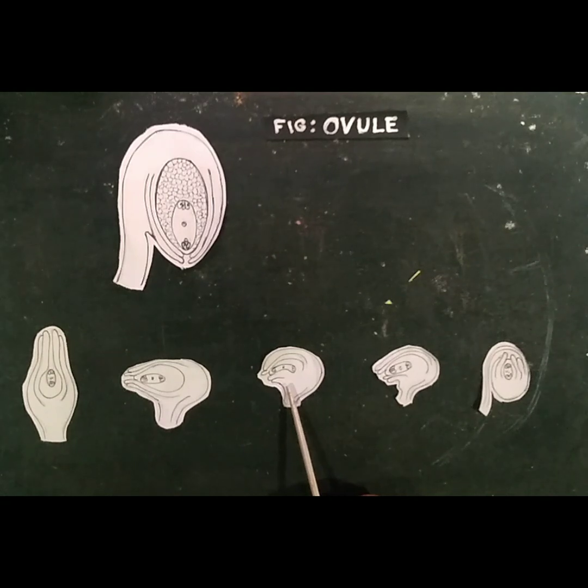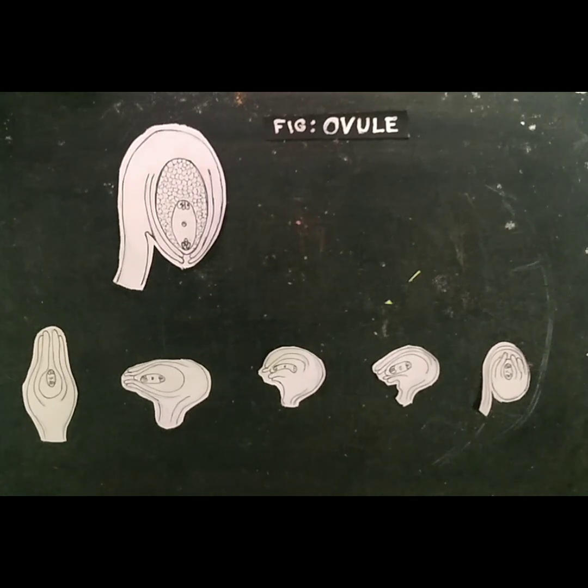Next we have the amphitropous ovule. In the amphitropous ovule, the curvature of the ovule is more pronounced and the embryo sac also gets curved to give a horseshoe shaped structure. We can see here that the embryo sac is curved to form a horseshoe shape. We find this in plants like poppy, Alisma, etc.